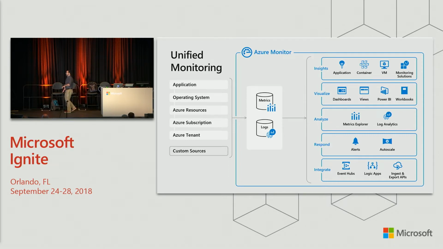Let's jump down to the Respond box. So you've got all these metrics and logs filtering into the system. Now you want to be able to identify anomalies in the system. So we've got a powerful alerting engine hooked up to action groups, so you can notify the right set of folks when alerts go off. Or respond to anomalies, again, by scaling up or scaling down your application as needed through our autoscale engine.